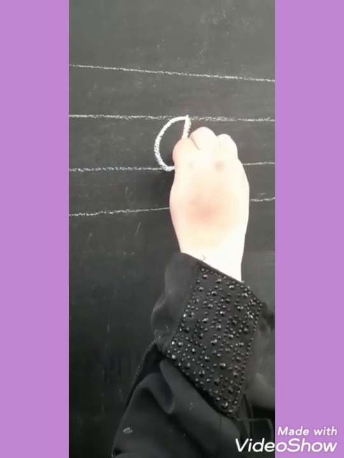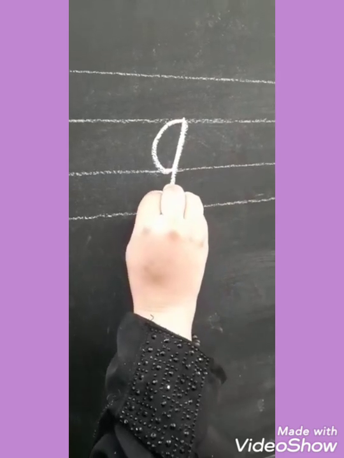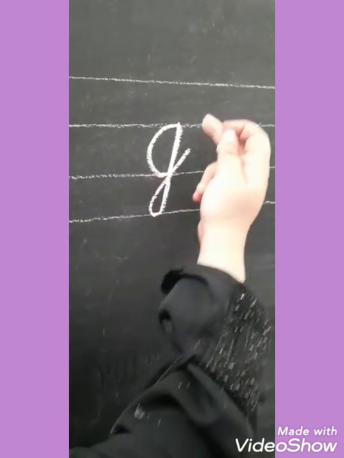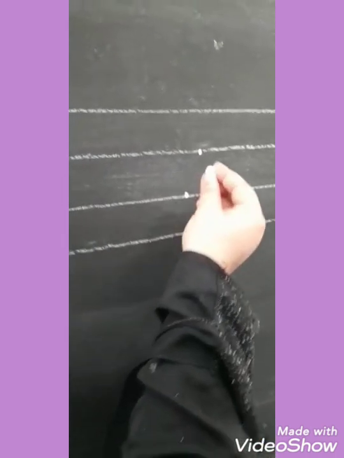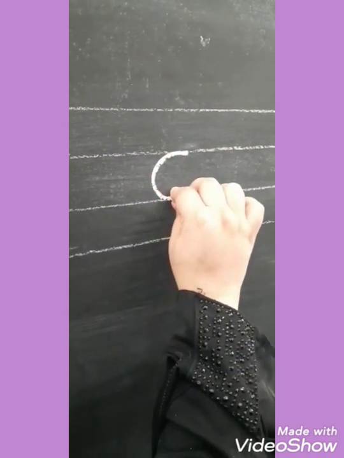Come down to the fourth line. Round your pencil. Cross the line and make the tail of it. This tail should be in the middle of these two lines. Again look here. Move on the line. Round your pencil. Stop at this dot.